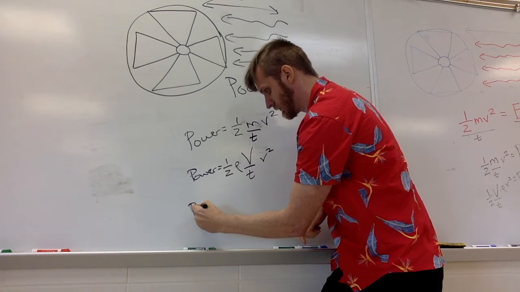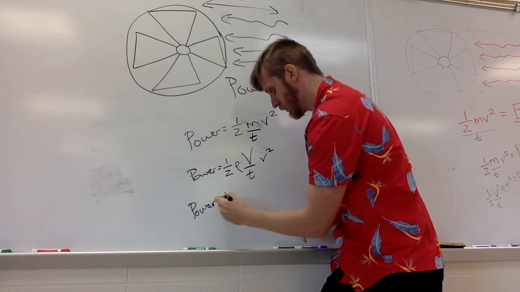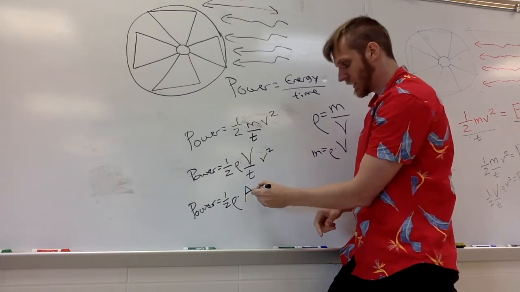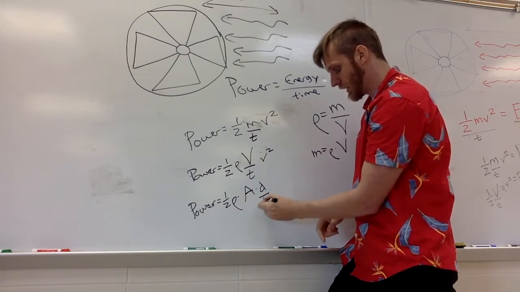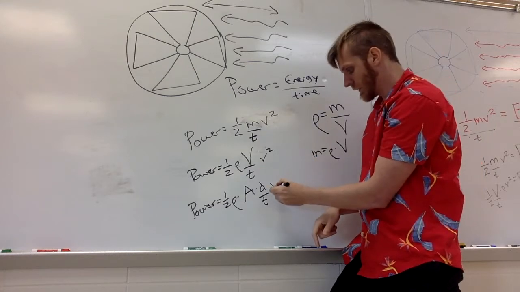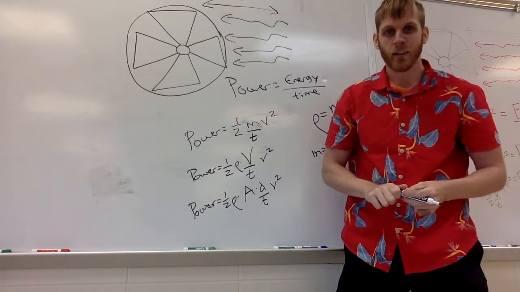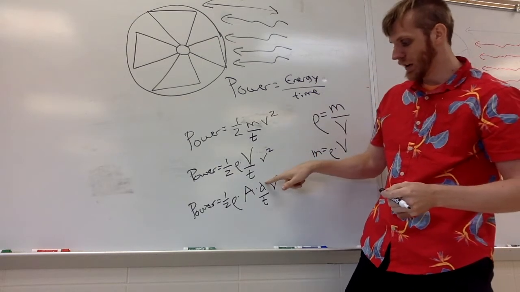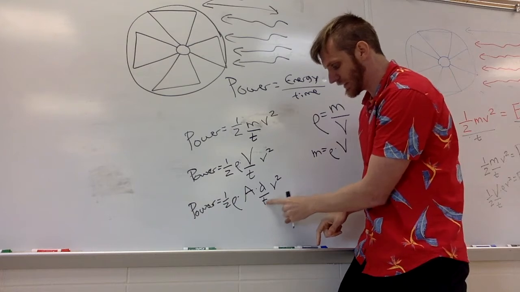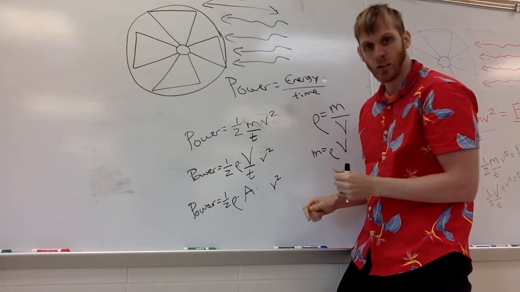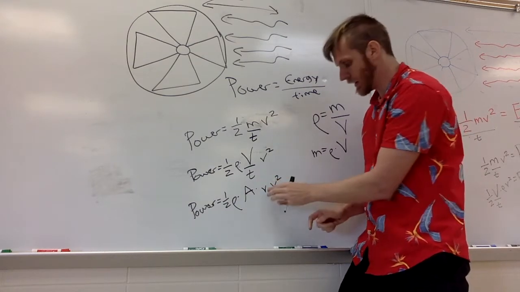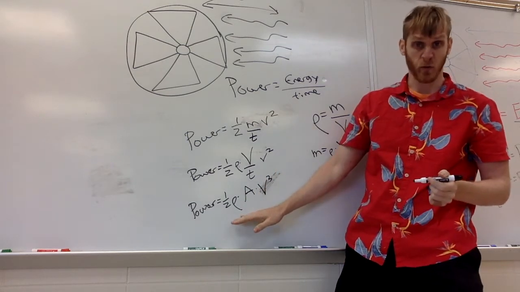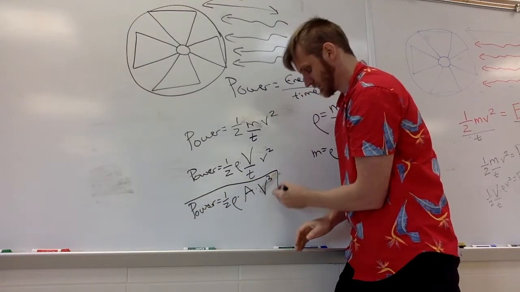So power equals 1/2 times the density times the area of the blades times the distance over time, because that time factor is still there, times the speed squared. Oh wait, what's distance over time? Distance over time is velocity. So if I know the distance over time, I can just replace it with velocity. And velocity times velocity squared is just velocity cubed. So this is probably the most useful equation to use.